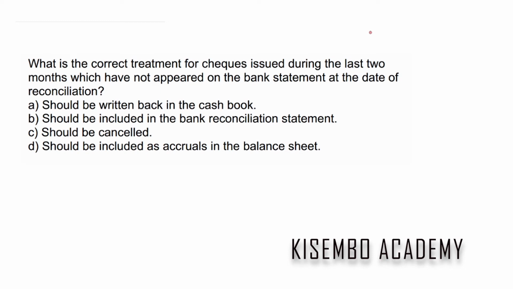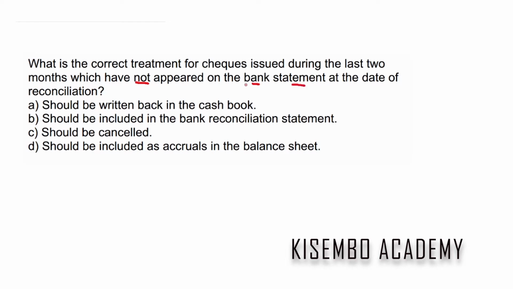What is the correct treatment for checks issued during the last 2 months which have not appeared on the bank statement as at the date of reconciliation? Okay, so we are doing a bank reconciliation statement and we realize that there are two checks that have not appeared on the bank statement.